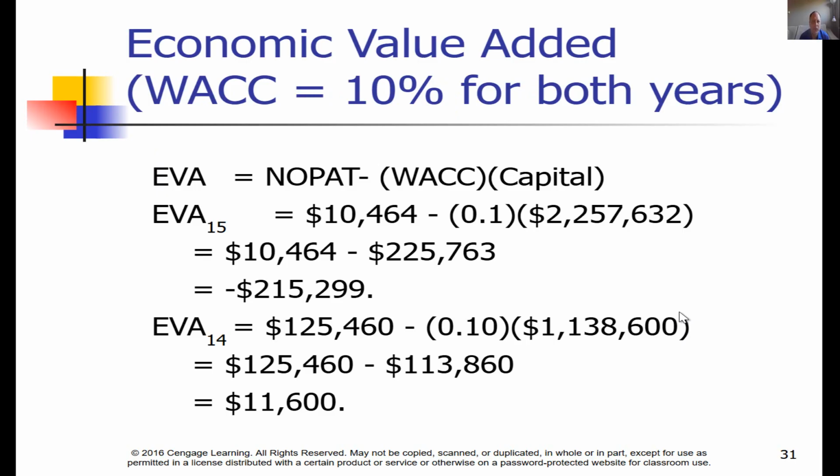In our example for 2015, NOPAT minus WACC times capital, or EVA, will be the 10,464 NOPAT minus the 10% WACC times the 2,257,632 operating working capital. This gives us a loss of $215,299 by investing in this company in 2015. In contrast, in 2014, you had a positive EVA of 11,600.